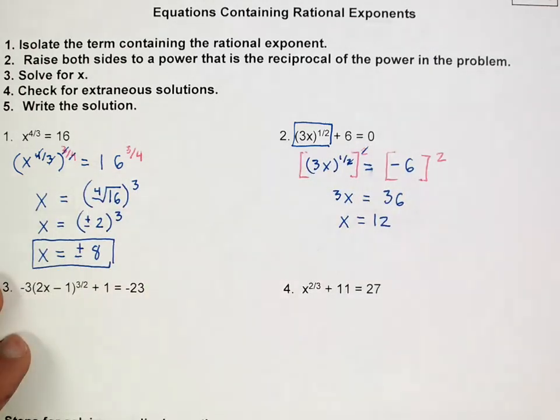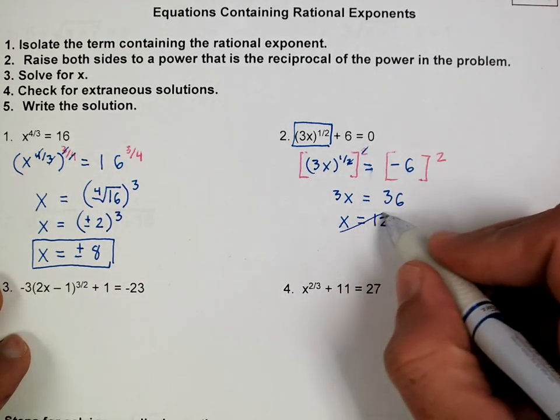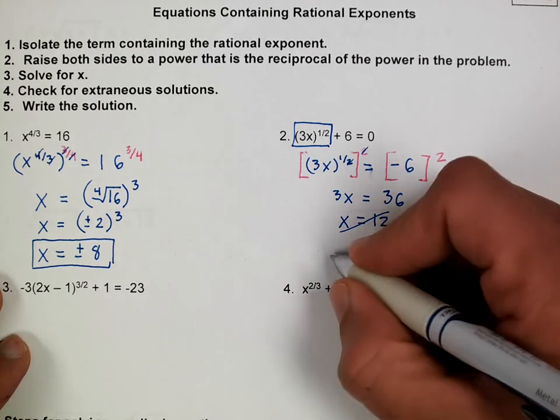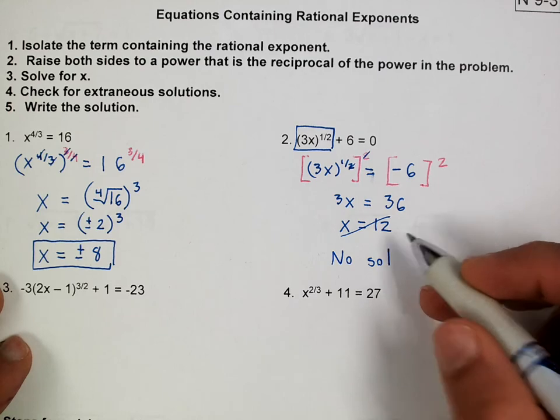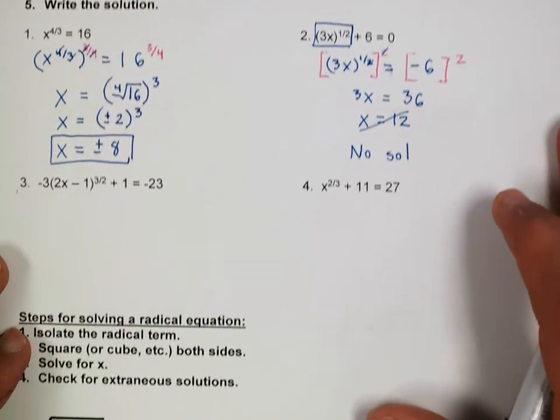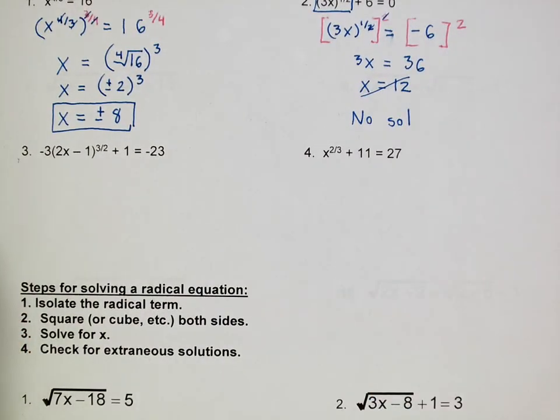So the only solution you have here is actually not a solution at all. Alright, so there's actually no solution to this one. This is what's called an extraneous solution. Okay, sometimes that happens. Alright, let's go over to number 3.